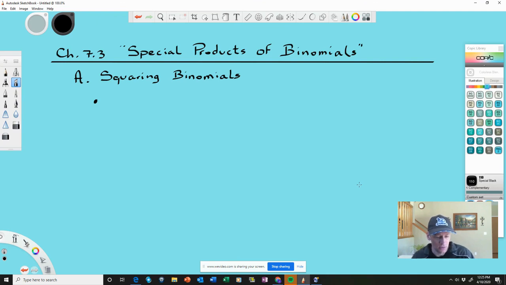Today, this is my first try, so bear with me. I'm going to attempt to teach you remotely Chapter 7.3, called Special Products of Binomials. The goal of today's chapter is for you to learn two separate patterns, one called squaring binomials, and the second one called the difference of squares pattern.